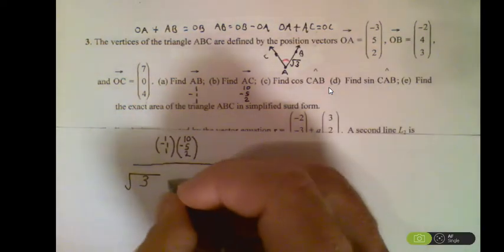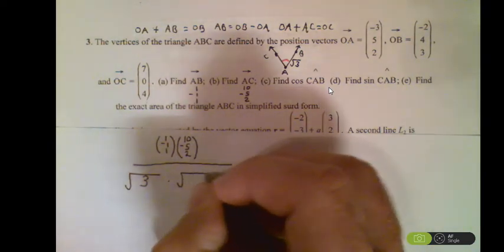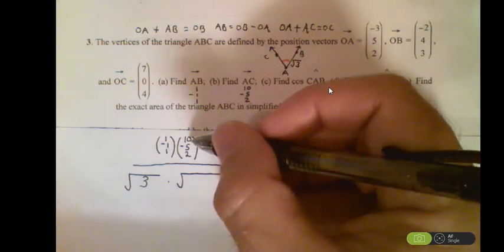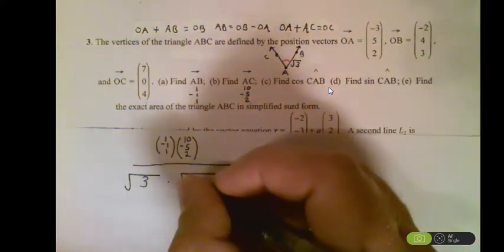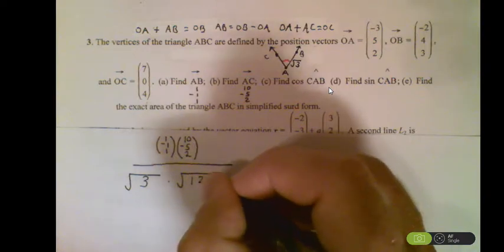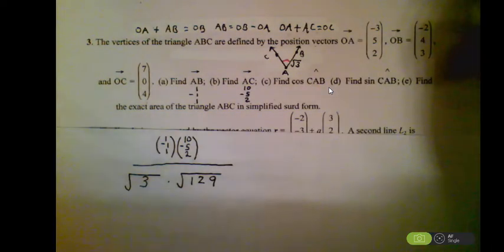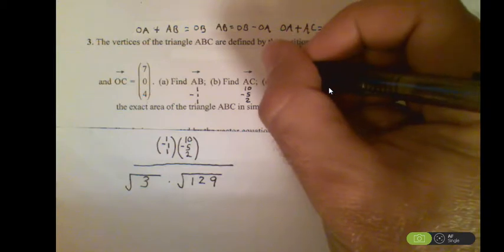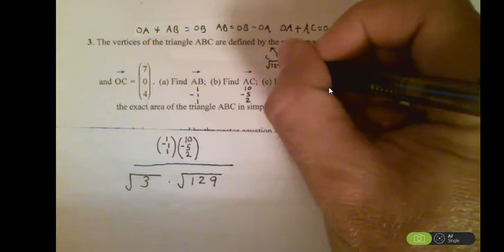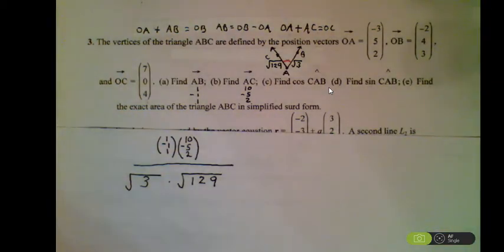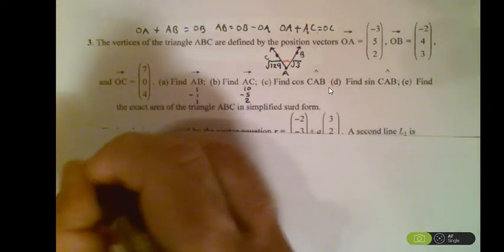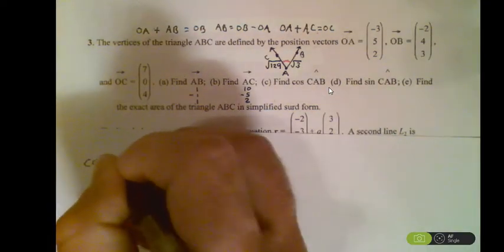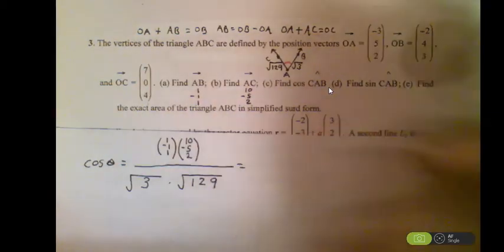If I do the same thing now for AC, I'm just squaring these guys, so 100 plus 25 plus 4. So now we have the length of AC as well, which is rad 129. We're going to use those in the later part of the problem, so it's good to know what those lengths are. Anyway, if you do some cleanup on that, that's where we're coming out.